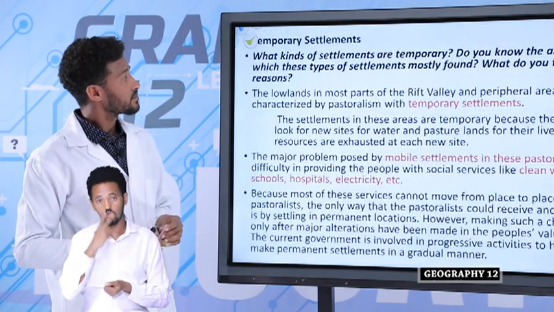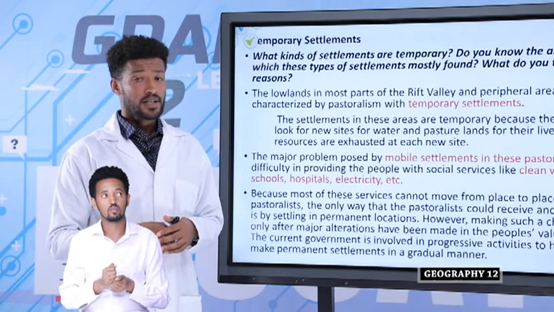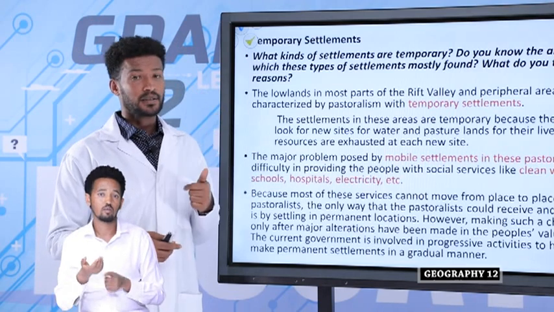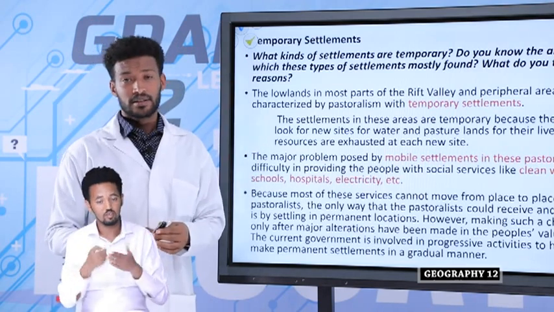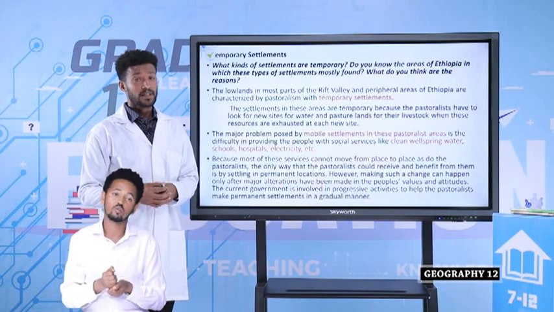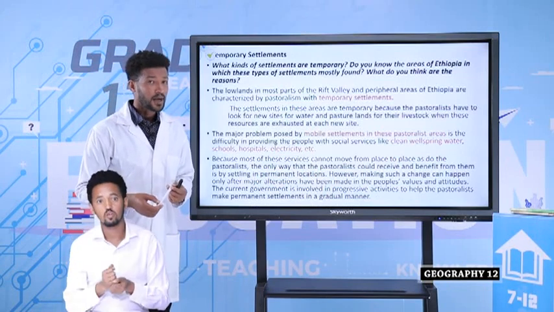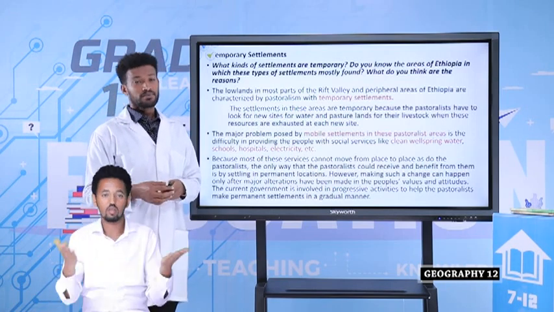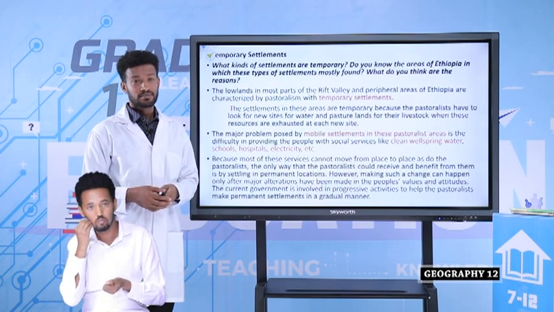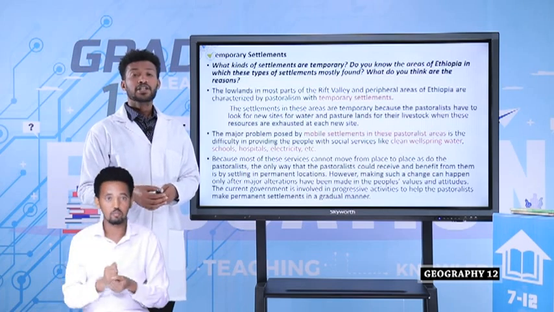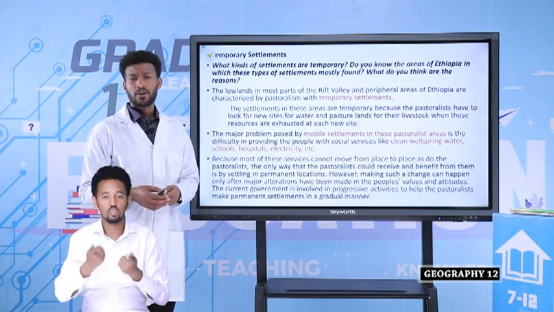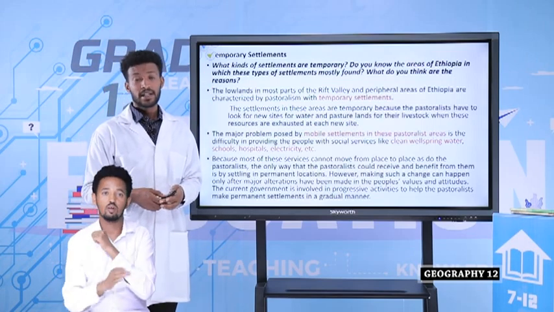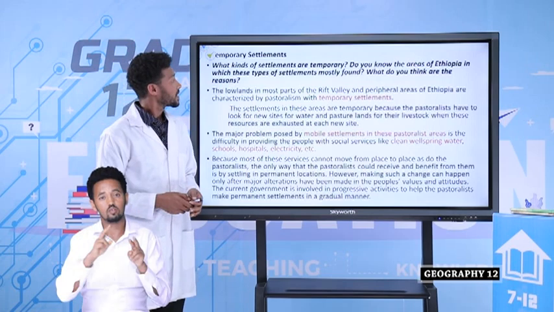let's come to another topic, the temporary settlement. This is the second settlement type. We have discussed the permanent one. Here are the temporary settlements of rural settlement in Ethiopia. When we talk about temporary, we mean that the population changes their home places from time to time. Typically, this is the nature of the pastoralist regions of Ethiopia, or on the peripheral parts of the country, where we can see these kinds of settlements, temporary settlements.